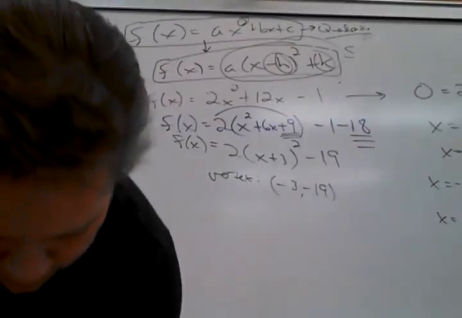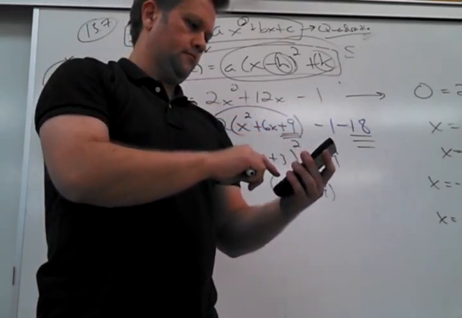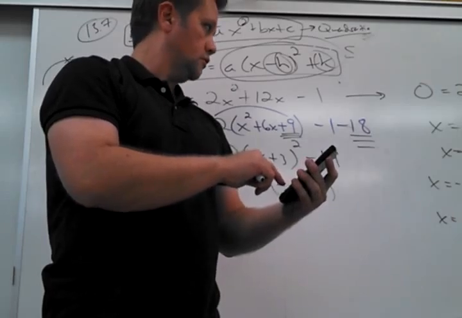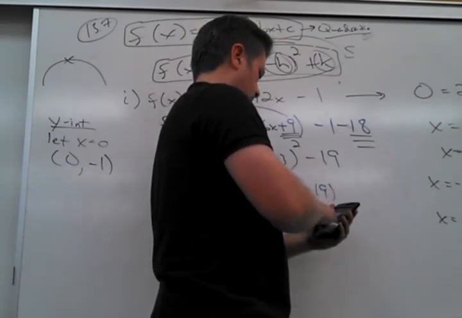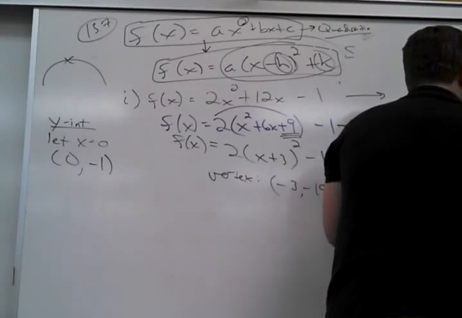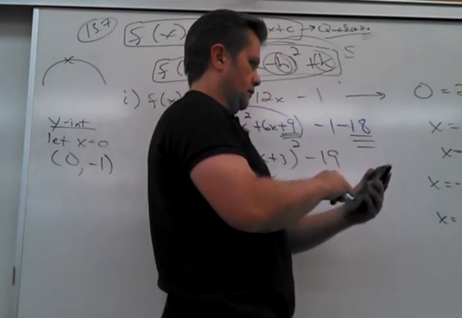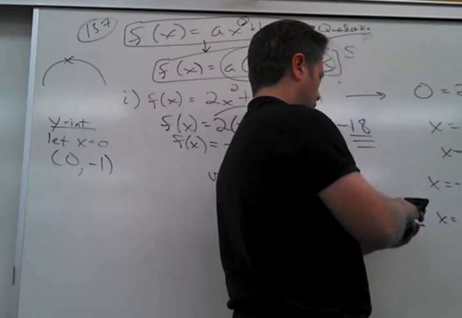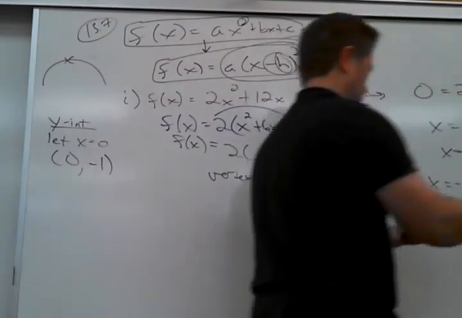Somebody help me out. It's 152 minus 36. Yeah, so for the second one I get negative 6.08 roughly. For the first one, negative 12 plus the square root of 152 divided by 4, I get 0.08 roughly.